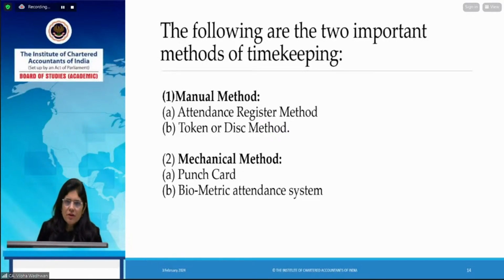Token or disk method. So every employee has a token number and he carries a token. And when he enters the factory, he will hand over the token to the timekeeping staff. So the moment you hand over the token, that means this employee has entered. That token will be kept by the timekeeping staff. And when he leaves in the evening, he will get back the token and the time will be noted that now we are giving him back the token. That means he is leaving. So he will carry the token along with him. All right. So once he enters, he will deposit the token, and when he leaves, he will take the token. So that is again, a lot of manipulation can happen.